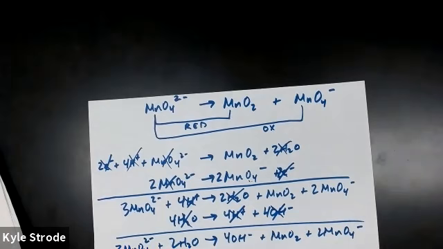Okay, that's how you balance a disproportionation reaction that involves either the same reaction or a reverse disproportionation reaction, which would involve the same product.